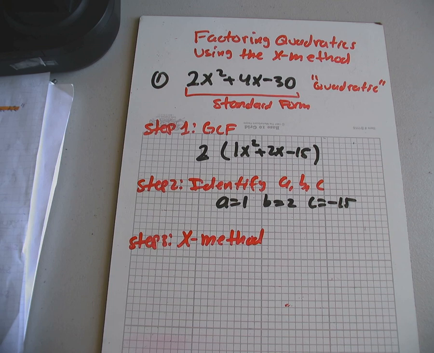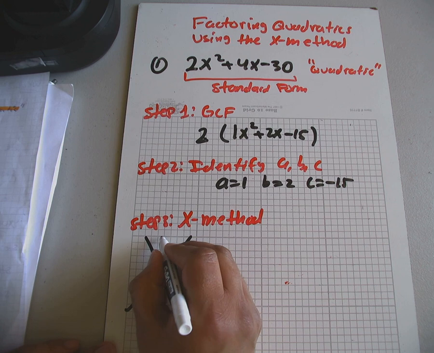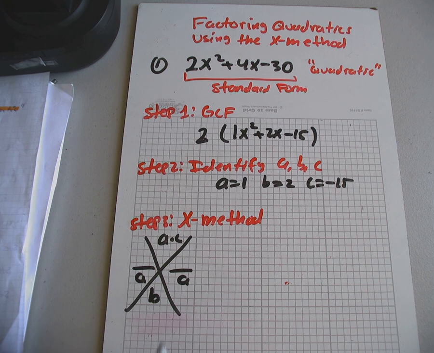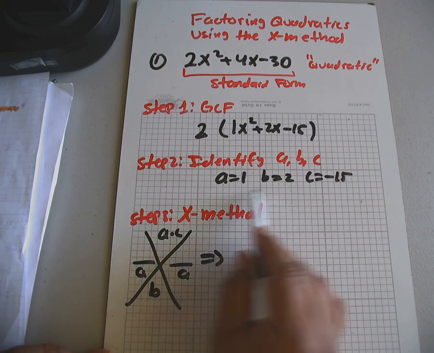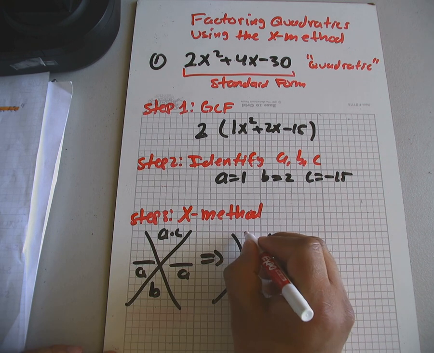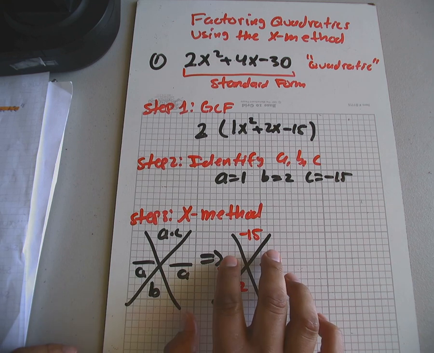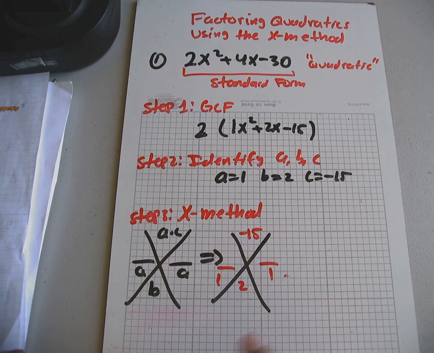So I'm going to do that real quick. I'm going to draw the X like this. This is my A times C, and this is my B divided by A. Now I'm going to replace those letters by those values. So 1 times negative 15 is negative 15, and my B is 2 divided by A, which is 1. I need to find 2 numbers that when you multiply them, you get negative 15, and when you add them, you get 2. That's the trick.